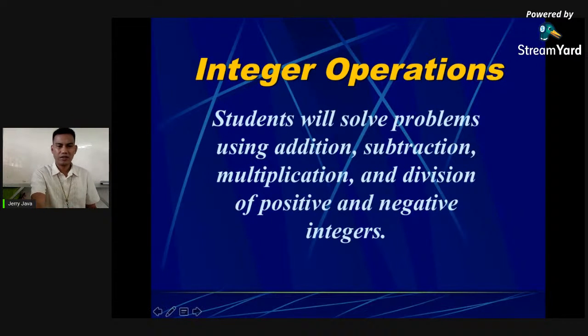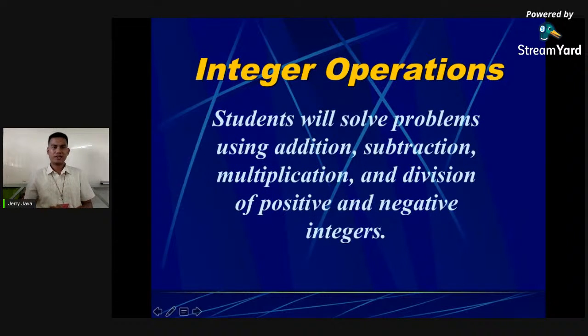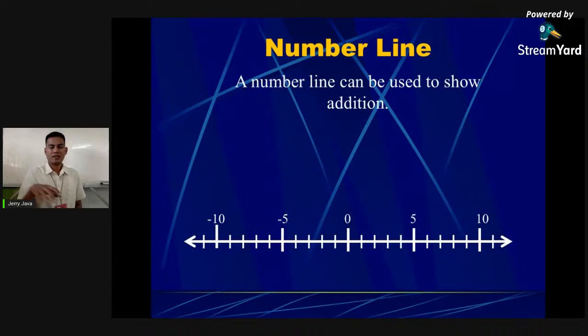Okay, this is now on operations on integers. Students, you are going to solve problems using addition, subtraction, multiplication, and division of positive and negative integers. Now, I'm going to show what that is. That is called the number line. Number line can be used to show addition. Let's start with addition. Simple lang muna ito.